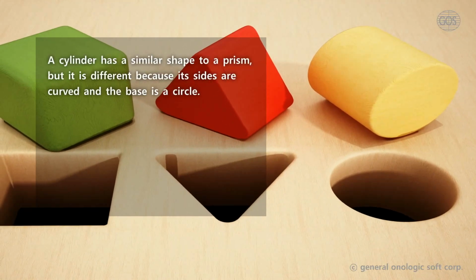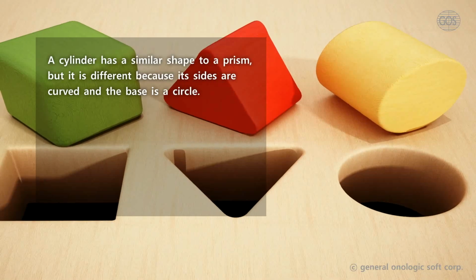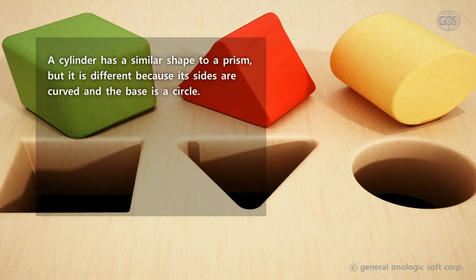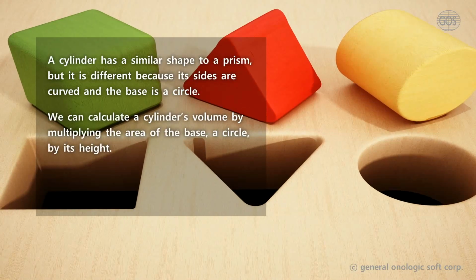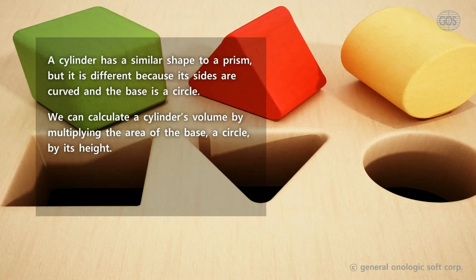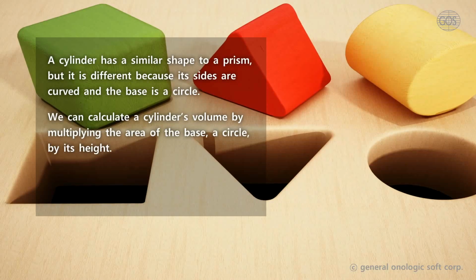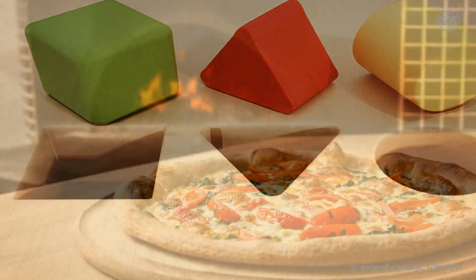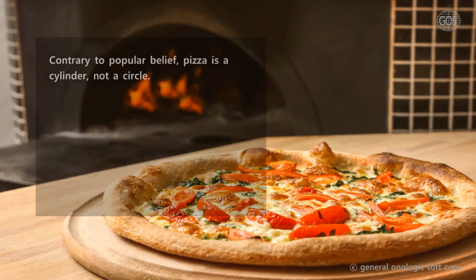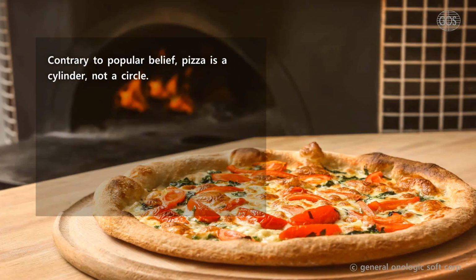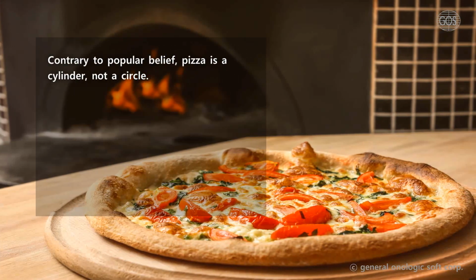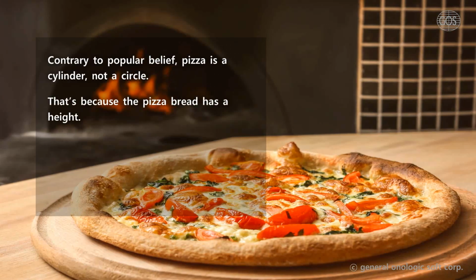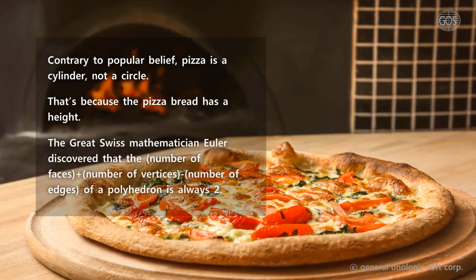A cylinder has a similar shape to a prism, but it is different because its sides are curved and the base is a circle. We can calculate a cylinder's volume by multiplying the area of the base, a circle, by its height. Contrary to popular belief, pizza is a cylinder, not a circle. That's because the pizza bread has a height.